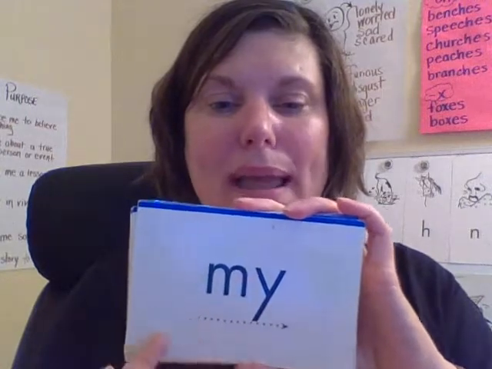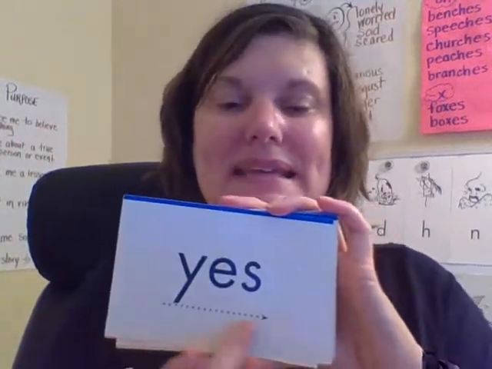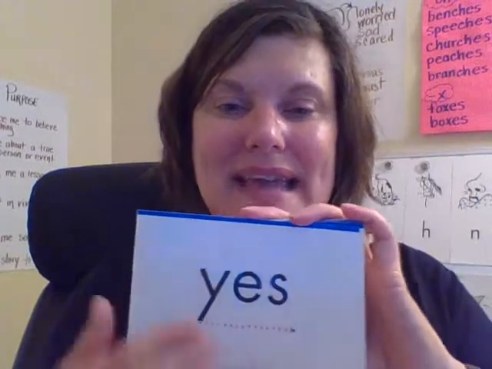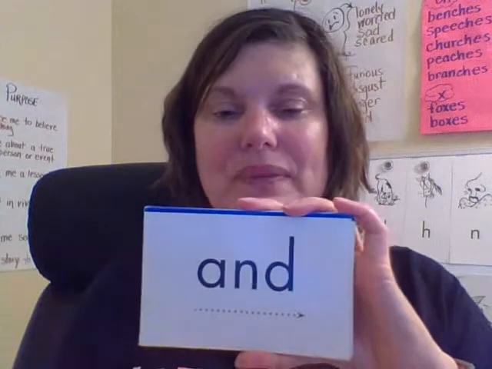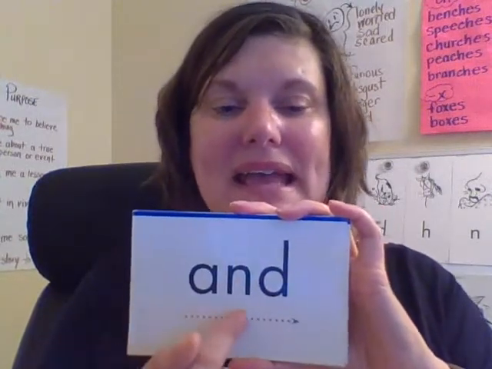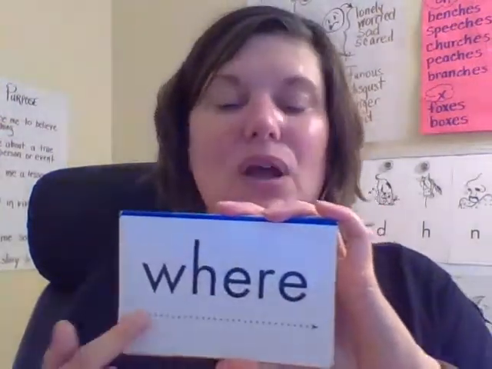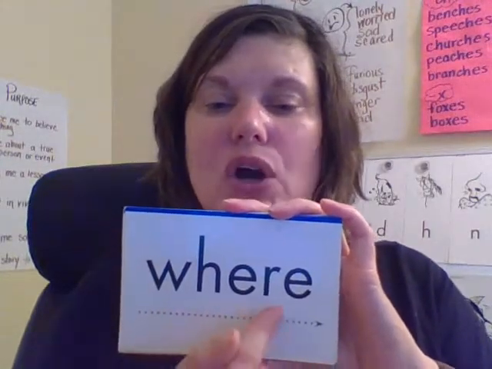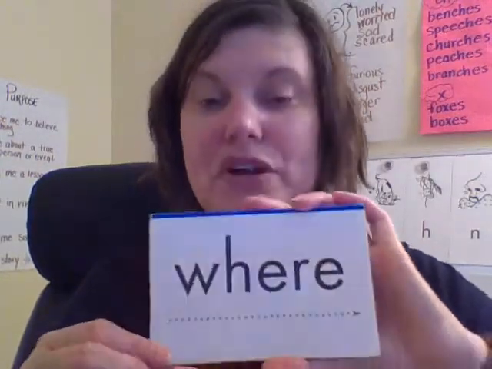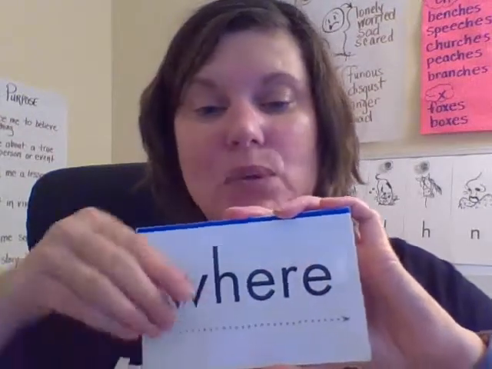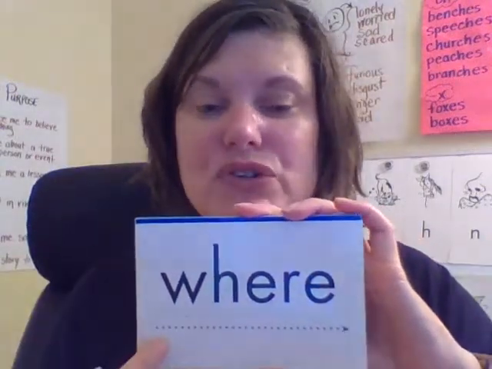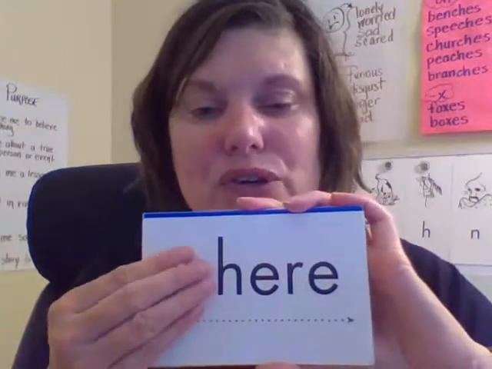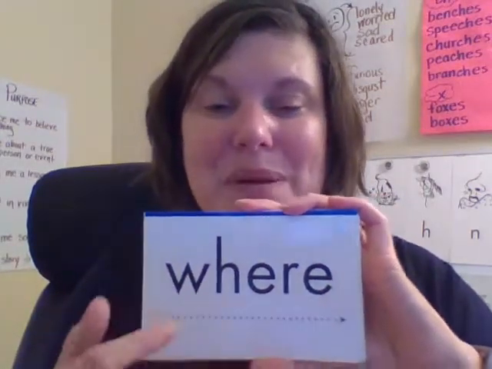My. M-Y, my. Yes, Y-E-S, yes. To, T-O, to. And, A-N-D, and. Where, W-H-E-R-E, where. Remember, a trick for remembering how to spell where is it has the word here in it. So I used to think when I was trying to learn this word, when I was in elementary school, I would think, where is it? Well, it's over here. And that would help me remember how to spell where.